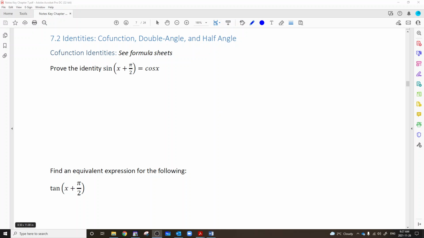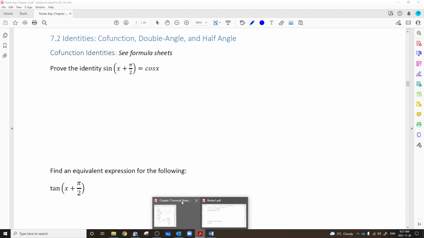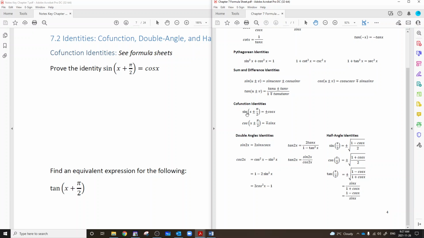So 7.2 is going to start off similar to how 7.1 ended, where we're evaluating using identities. The first identity we're going to look at is the cofunction identity, and the cofunction identities are on your formula sheet. They are written like this. The sine of an angle plus pi by 2 is equal to positive cos x, and the sine of x minus pi by 2 is equal to negative cos x. So sine, you keep the sign, whereas cos, when you've got x plus pi by 2 and minus pi by 2, you reverse the sign.